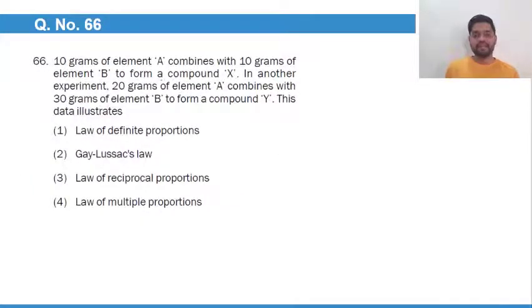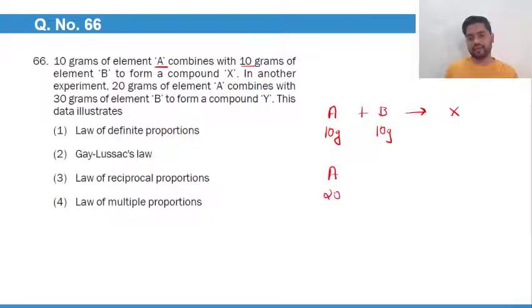10 grams of element A combines with 10 grams of element B. So A plus B gives you X. So this is 10 grams, this is 10 grams. In another compound, in another experiment, 20 grams of element A.